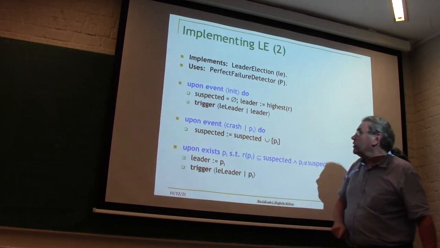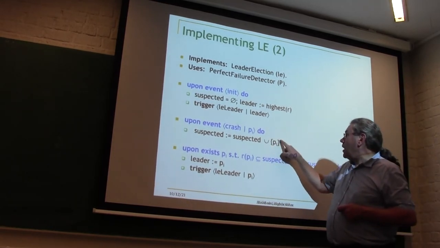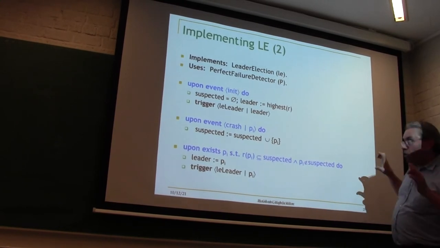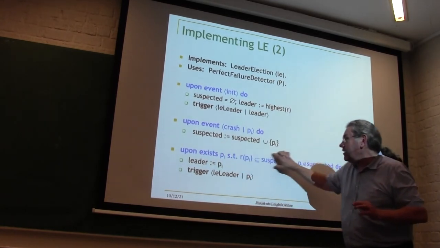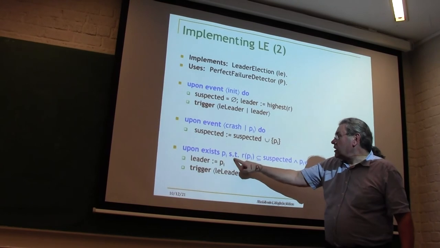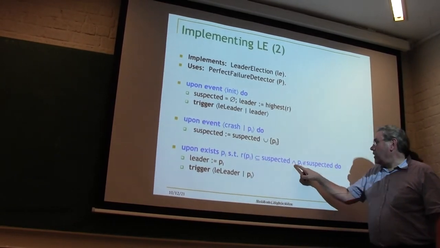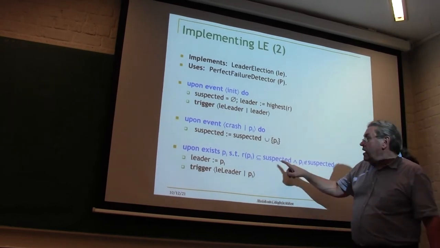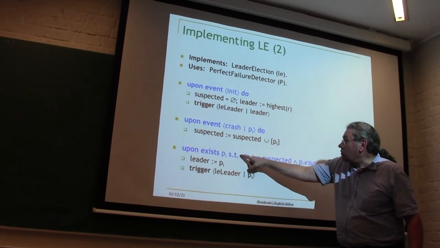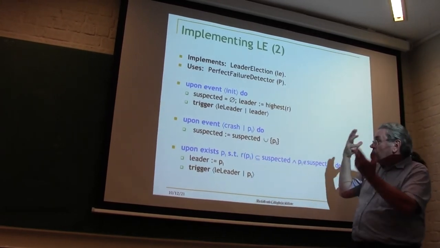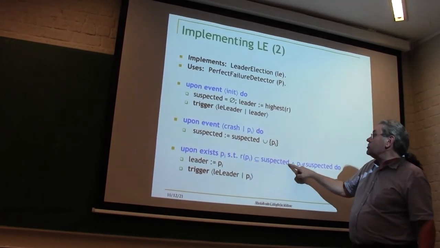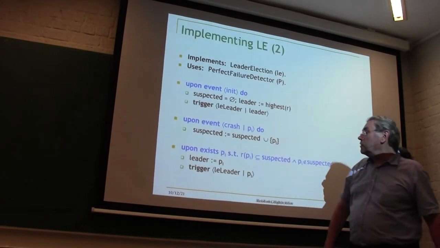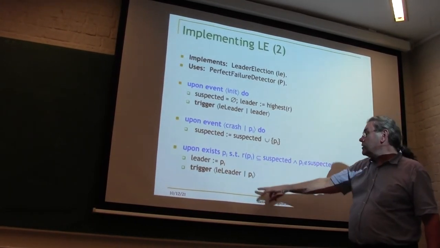And now a crash comes. The crash is very easy. All I do is add PI to the suspected set. Very simple. So how am I actually computing a leader here? Well, all of the smartness is in this Boolean condition, okay? If there exists a PI such that R of PI is a subset of suspected, and PI is not an element of suspected, then PI becomes the leader. What that means is that if there's a node PI such that all higher ranked nodes are crashed, and PI is not crashed, or I don't know it to be crashed, then PI is the new leader. And I'm sending the message up, leader: PI is the leader, okay?